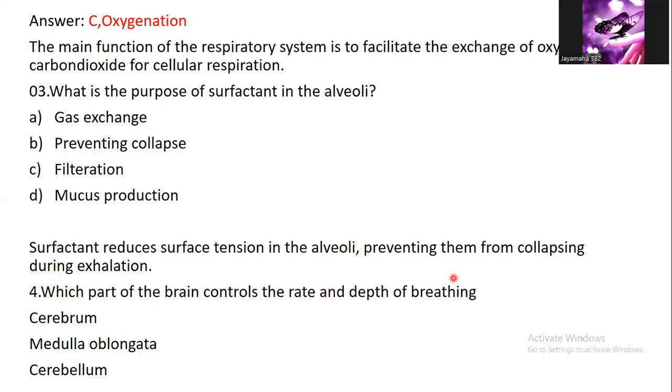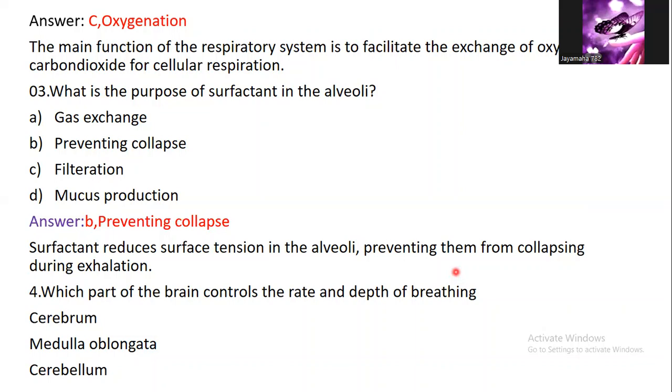The third question is, what is the purpose of surfactant in the alveoli? A. For gaseous exchange, B. Preventing the collapse, C. Filtration, D. For mucus production. The correct answer is B. Preventing the collapse. The surfactant reduces the surface tension in the alveoli, preventing them from collapsing during inhalation.